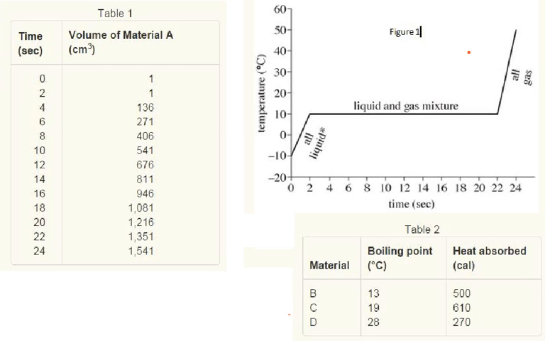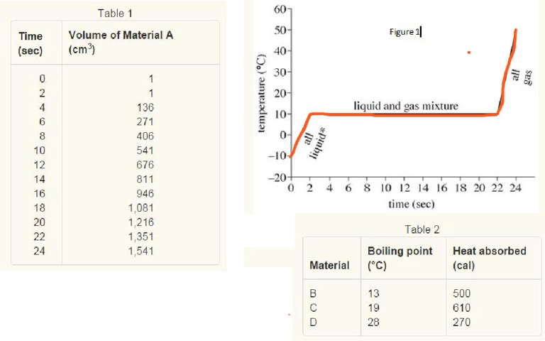What we can see from looking at table 1 and figure 1 together is that as the object was heated, as the temperature increased, it went from being all liquid into a liquid and gas mixture and stayed at that temperature for a while as liquid was being turned into gas, and then eventually became all gas, and the temperature continued to rise over time as the gas was heated.